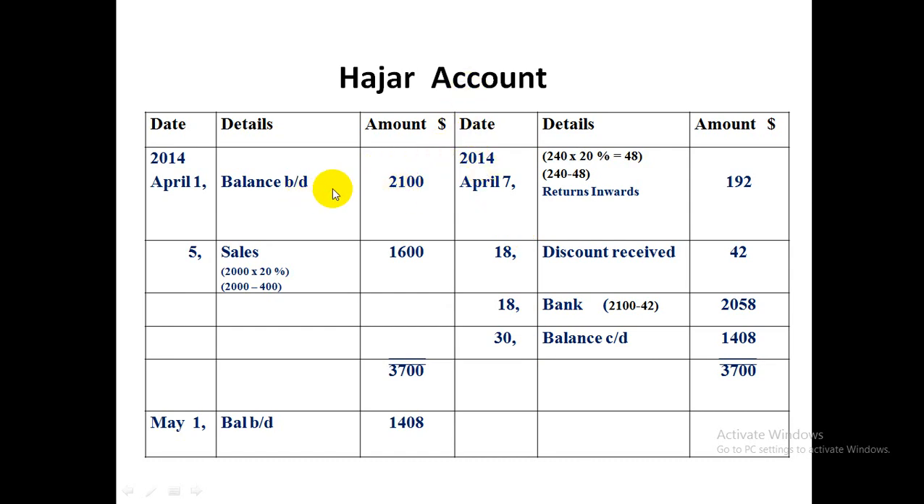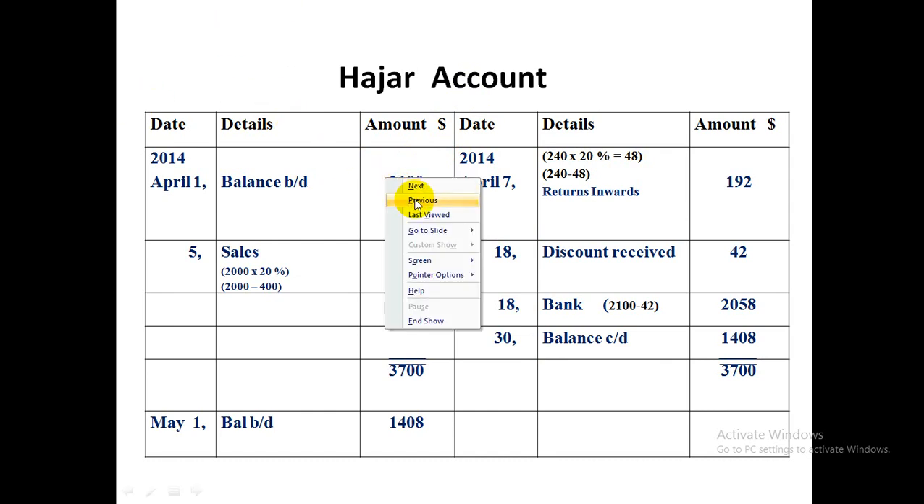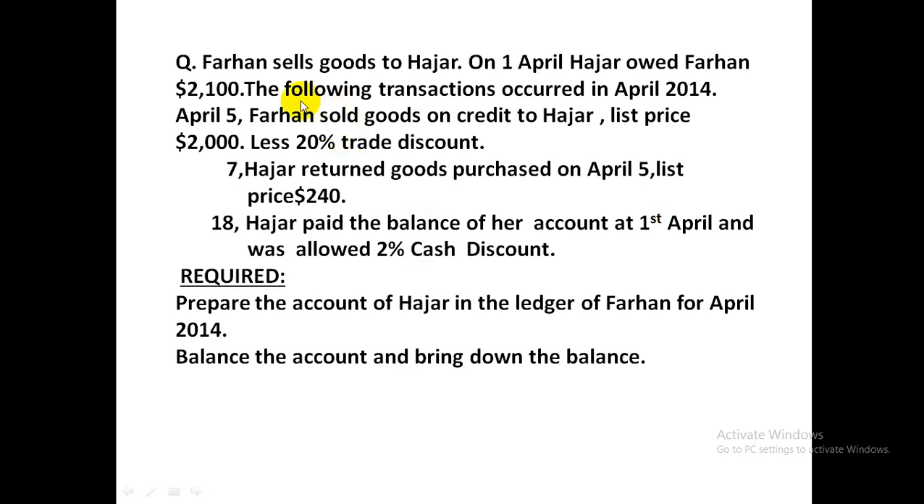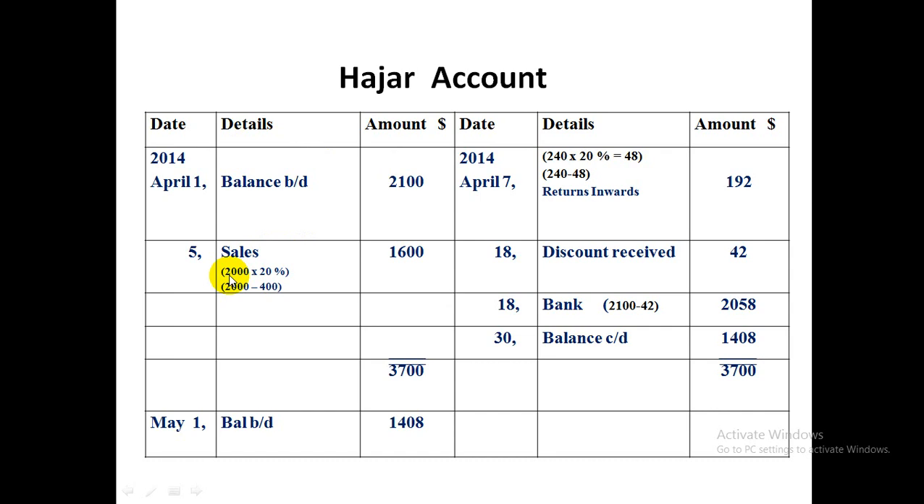Let's look at the Hajar account. The opening balance of 2100 will come on the debit side because Hajar is a customer and this is the ledger of Hajar. That means this is the trade receivable ledger of Hajar. The 2100 opening balance will come here. Look at the questions. Next transaction. Farhan sold goods to Hajar. 2000 was the list price, 20% is the trade discount. 2000 list price, 20% trade discount becomes $400. 2000 minus the discount, it means we sold goods to Hajar for 1600.